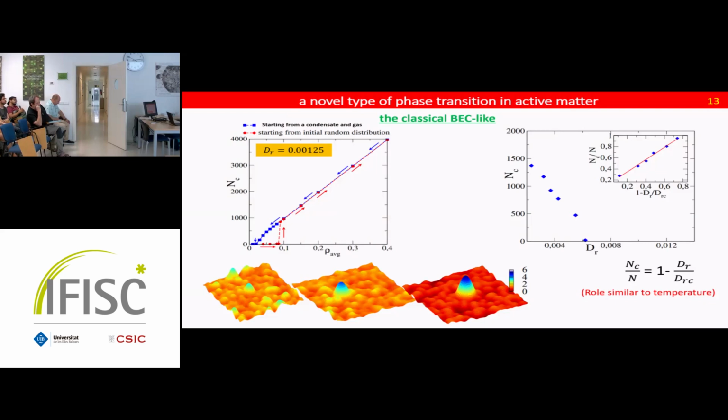This kind of relation is very well known in the literature of quantum systems, like Bose-Einstein condensation behavior. So our claim is that active matter systems can show similar behavior when we consider this kind of potential or interaction potential. So they show similar Bose-Einstein-like behavior.